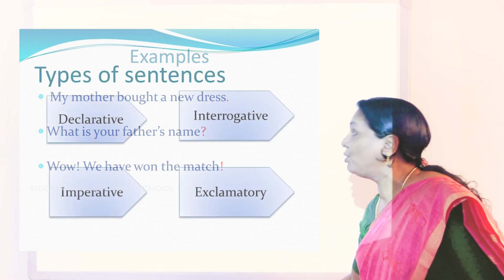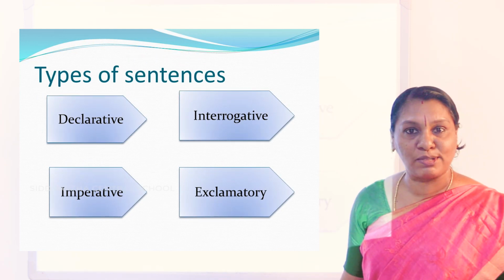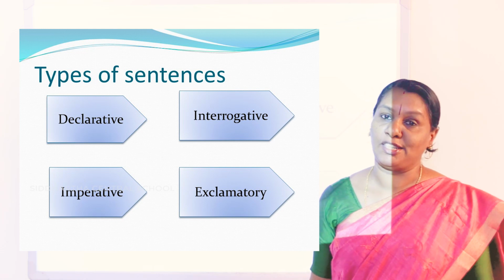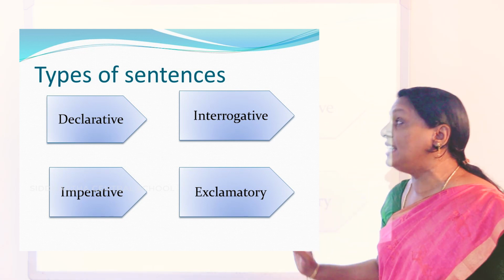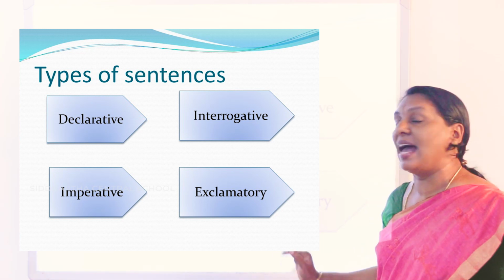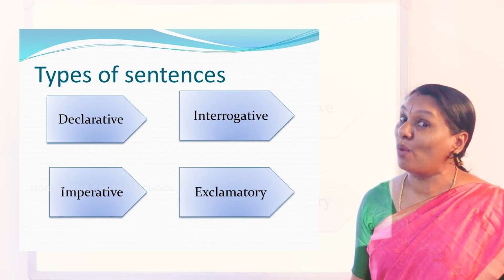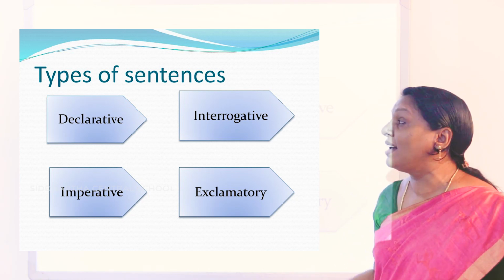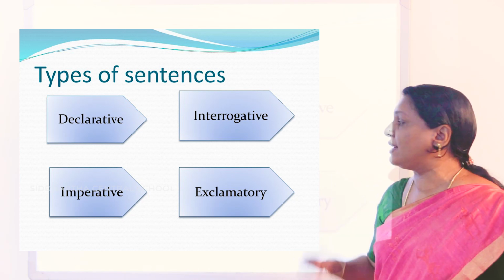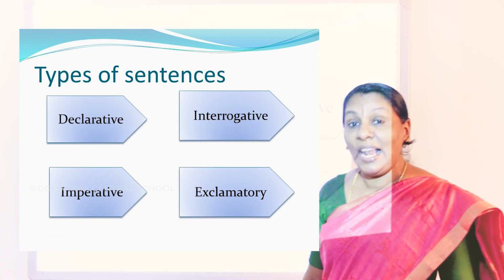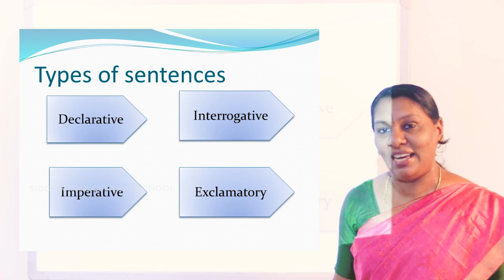Now let us move to different types of sentences. There are 4 different kinds of sentences. They are declarative sentence, interrogative sentence, imperative sentence and exclamatory sentence. Once again I repeat, 4 types of sentences are there. Let us move on to the details of each.